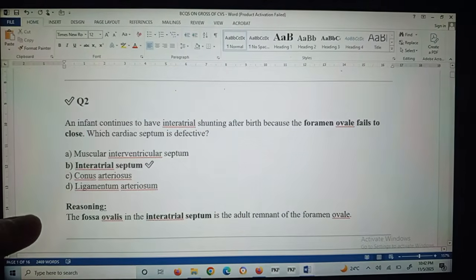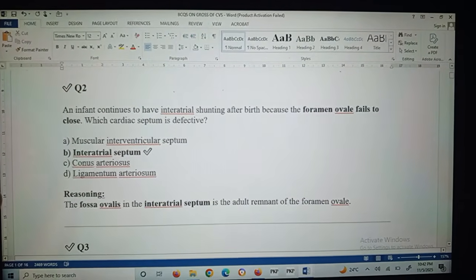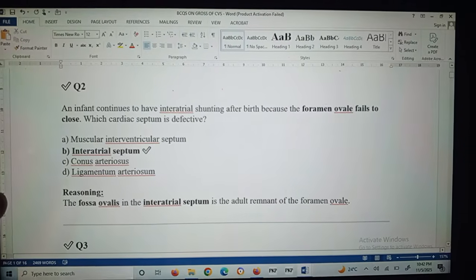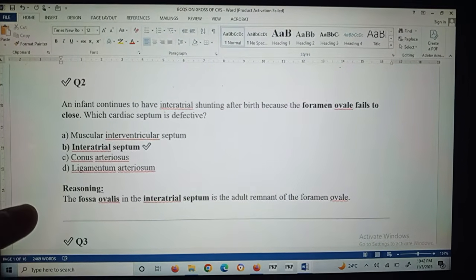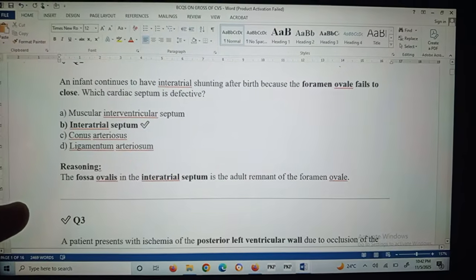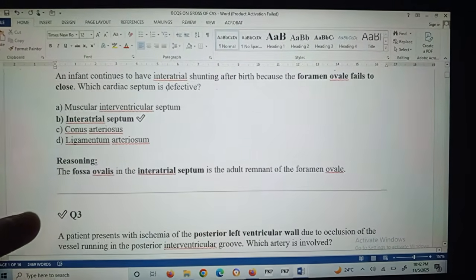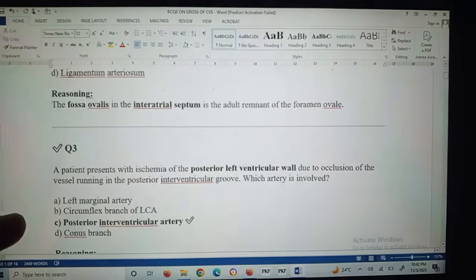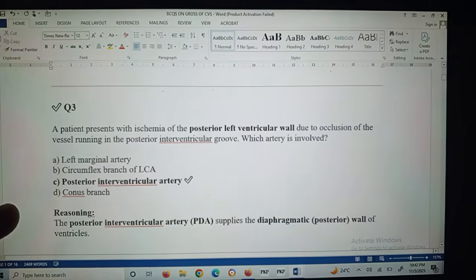Question number 2: an infant continues to have interatrial shunting after birth because the foramen ovale fails to close. Which septum is defective? Obviously, the interatrial septum is defective, because the fossa ovalis lies in the interatrial septum, which is the adult remnant of the foramen ovale.